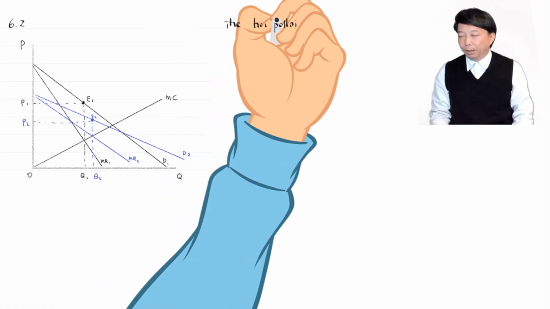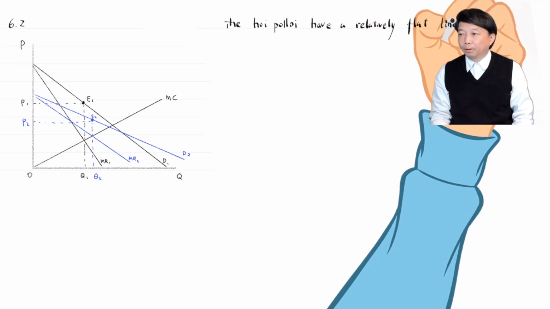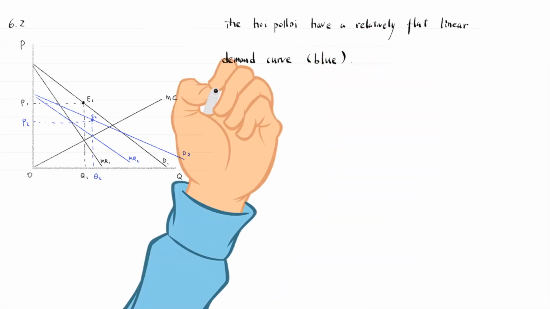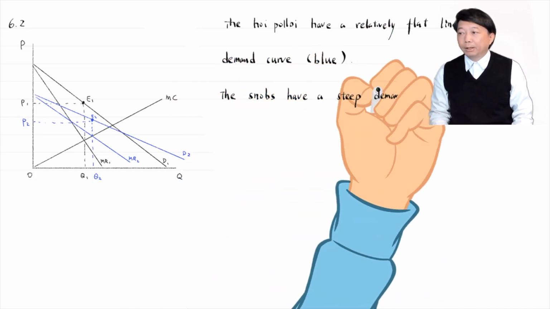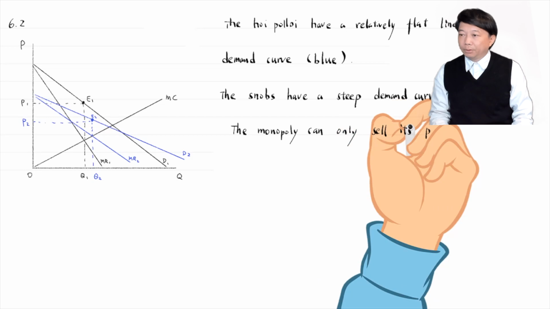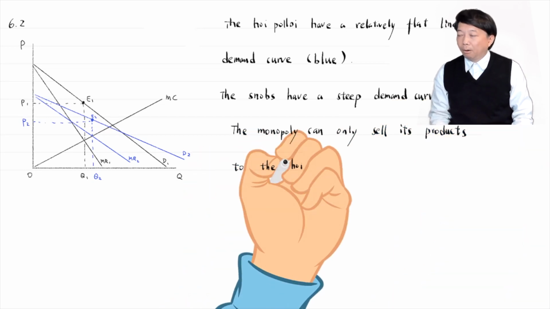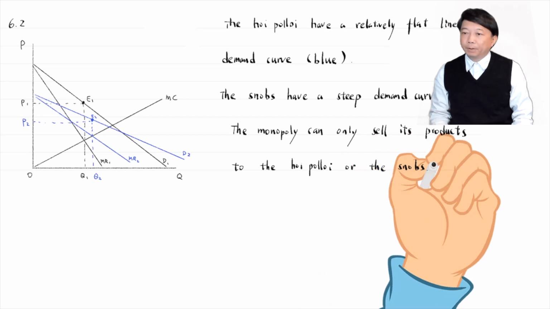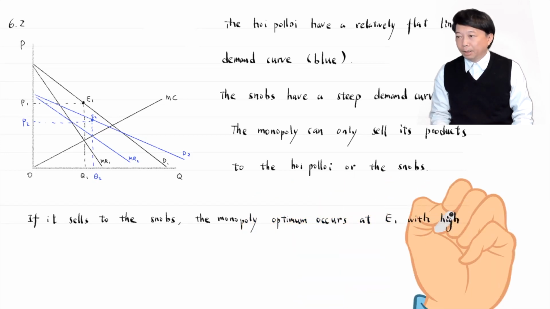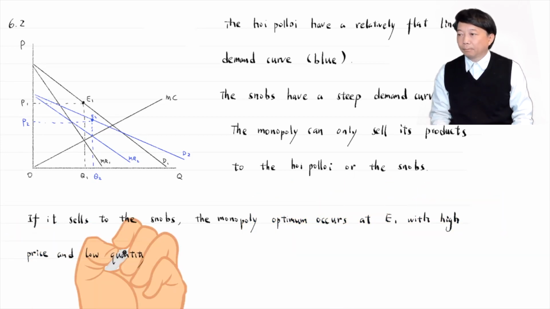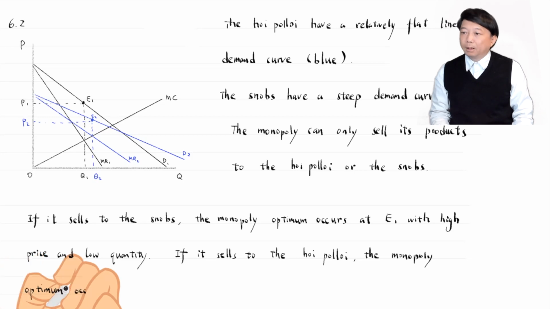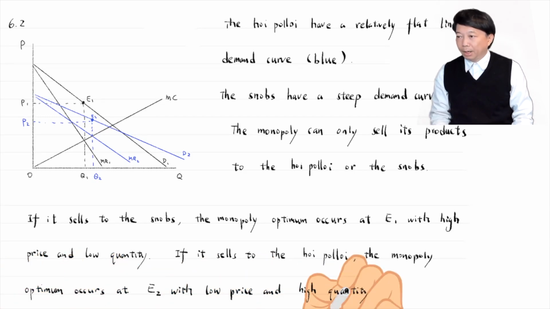The hoi polloi have a relatively flat linear demand curve, the blue one. The snobs have a relatively steep demand curve, the black one. The monopoly can only sell its products to the hoi polloi or the snobs. If it sells to the snobs, the monopoly optimum occurs at E1 with high price P1 and low quantity Q1. If it sells to the hoi polloi, the monopoly optimum occurs at E2 with low price and high quantity.